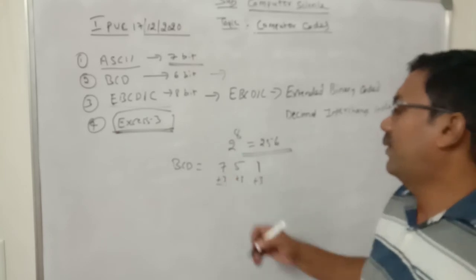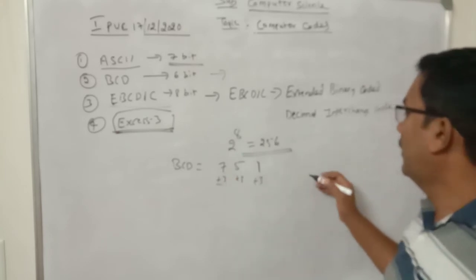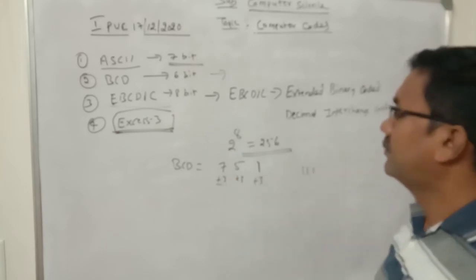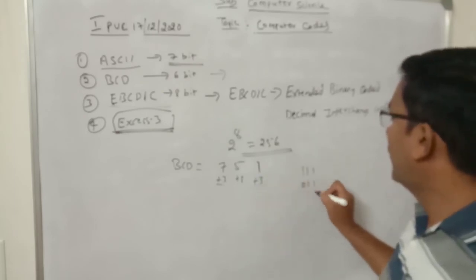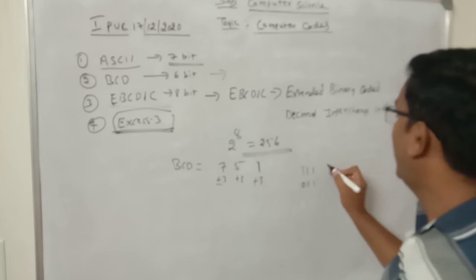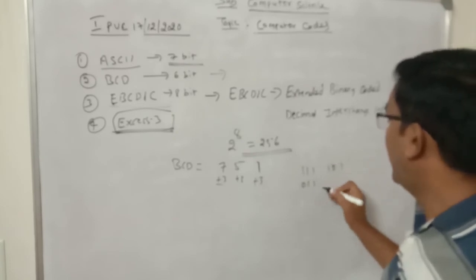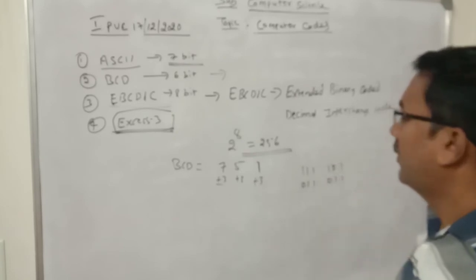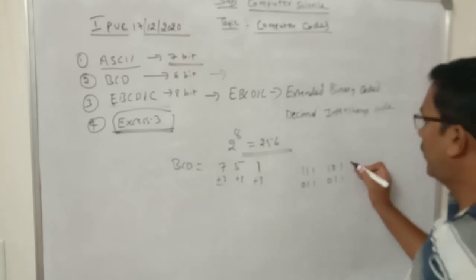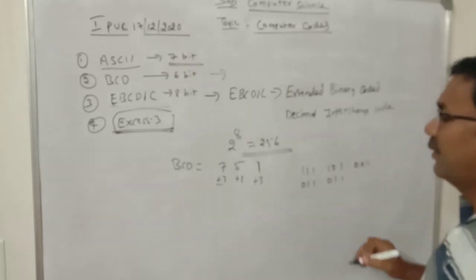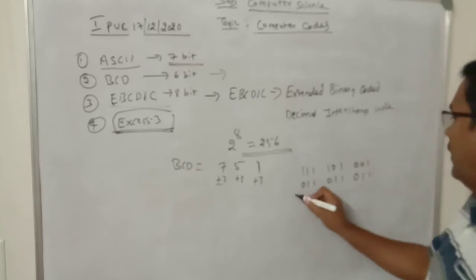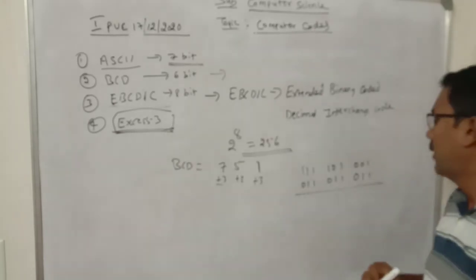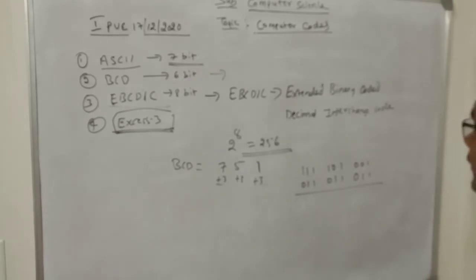If it is 7, it can be written as 111. For 111 you have to add 3. Plus 3 means 011. Similarly for 5, 101, then plus 3, 011. Then 1 can be written as 001. Then plus 3 means 011. Totally how much? Now you can add this.